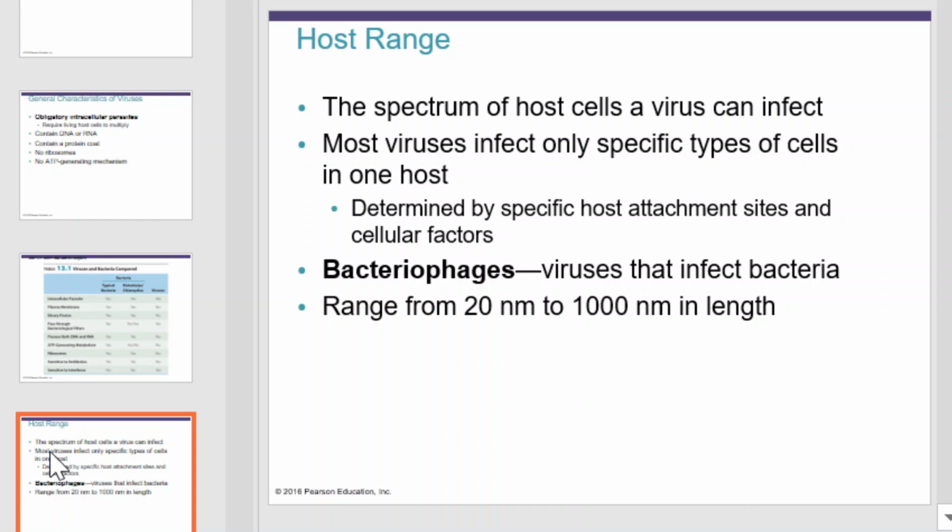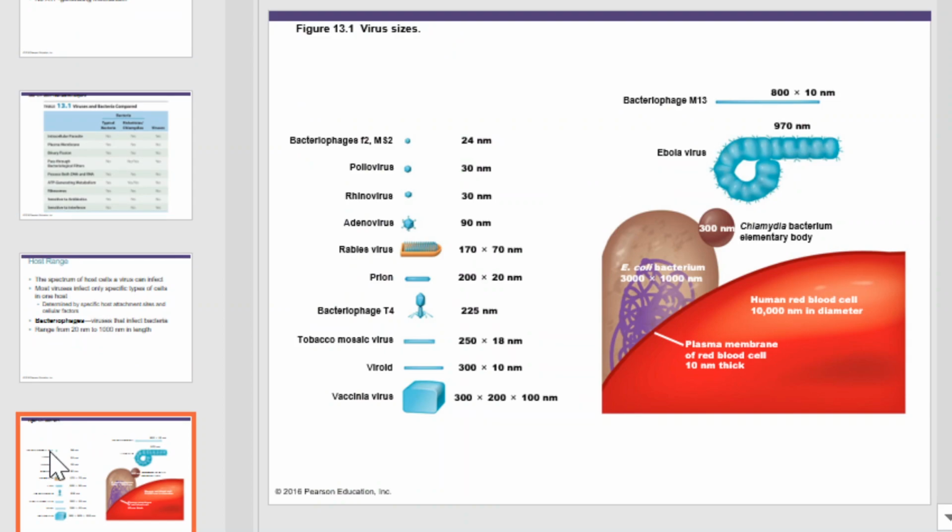Bacteriophage are viruses that infect bacteria. Viruses range in size from 20 nanometers to 1,000 nanometers in length. Using this picture, you can get an idea of the scale of size of viruses compared to bacteria and even a human red blood cell.